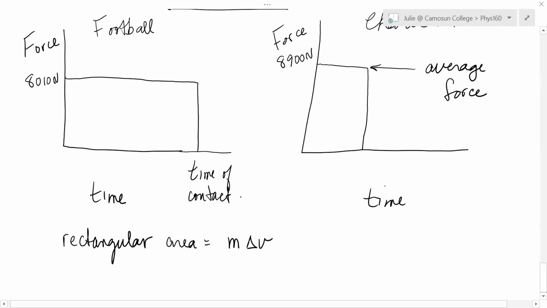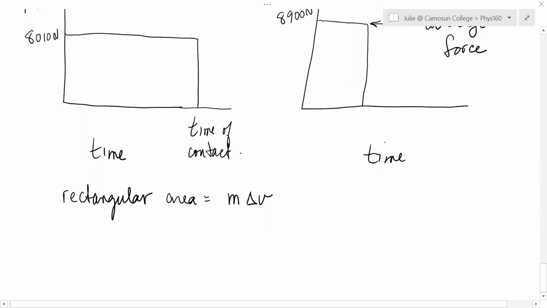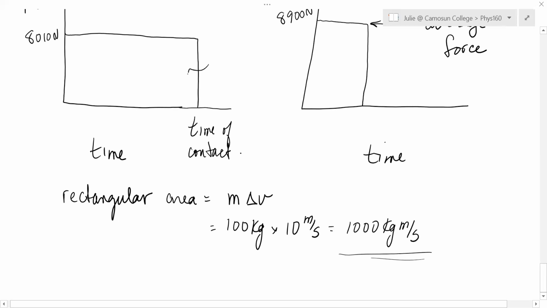Now, the football player, it said he was running at 21 miles an hour. That's about 9.5 meters per second. And then he stops. And so I'm just going to use 10 meters per second. It's easier to calculate. So this would be a super fast runner. This would be 1,000 kilogram meters per second. So the area of that rectangle would be 1,000 units here of momentum, 1,000 kilogram meters per second.